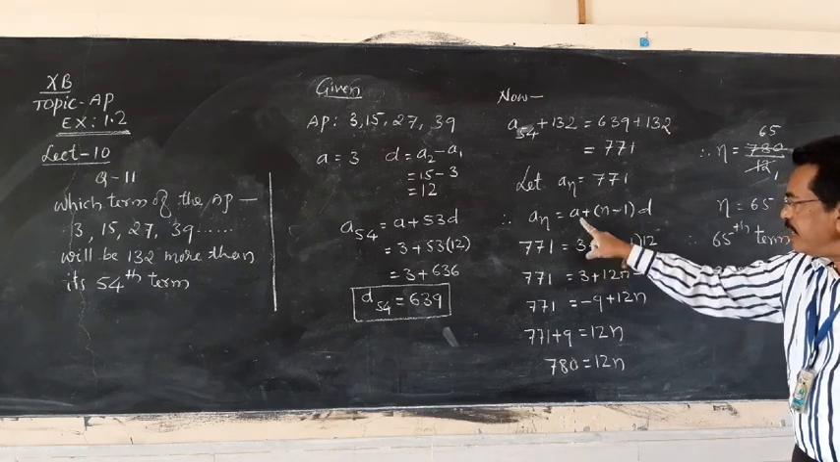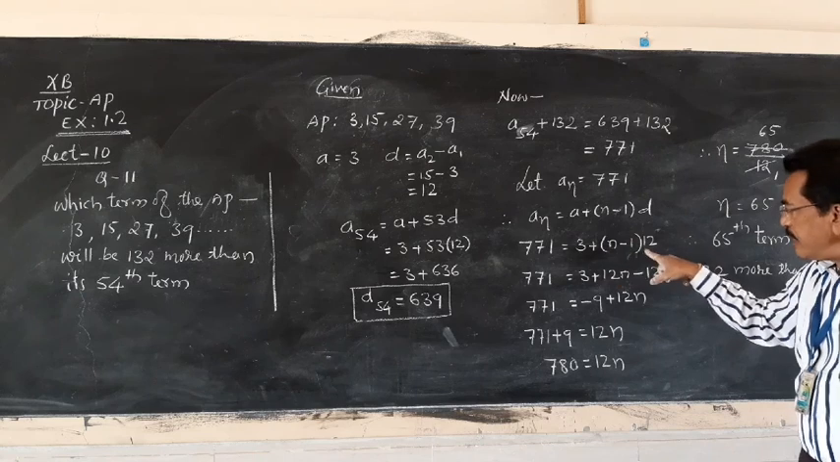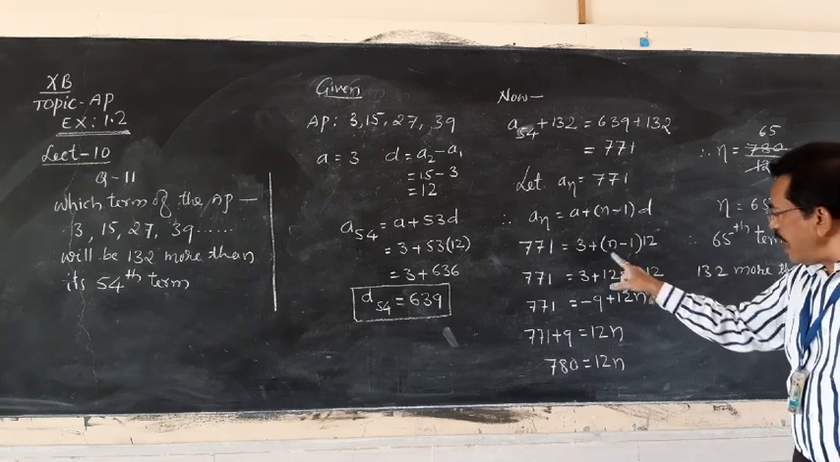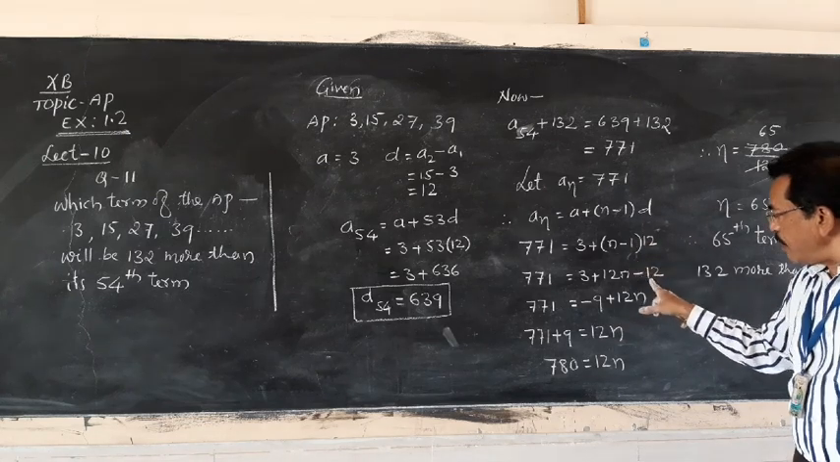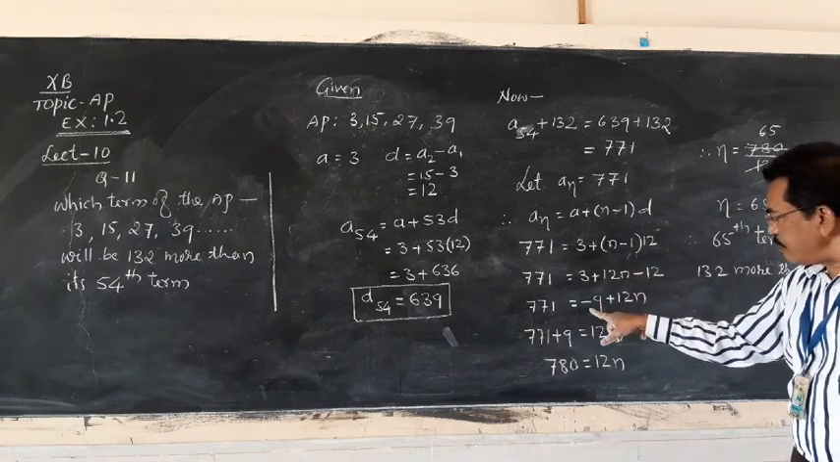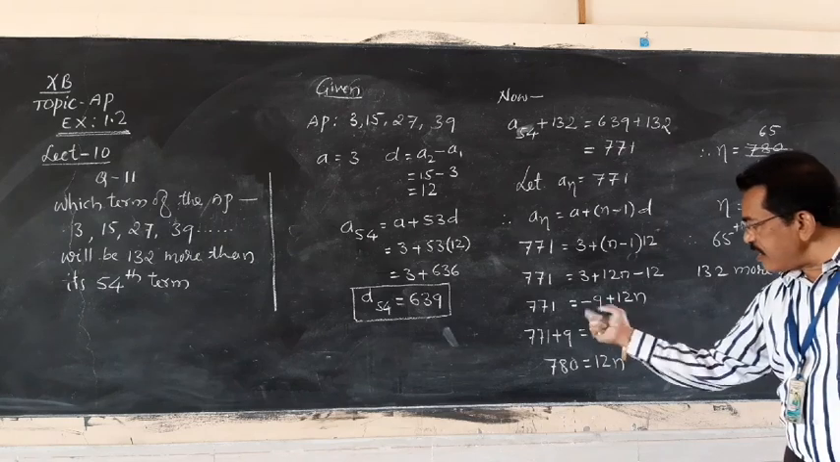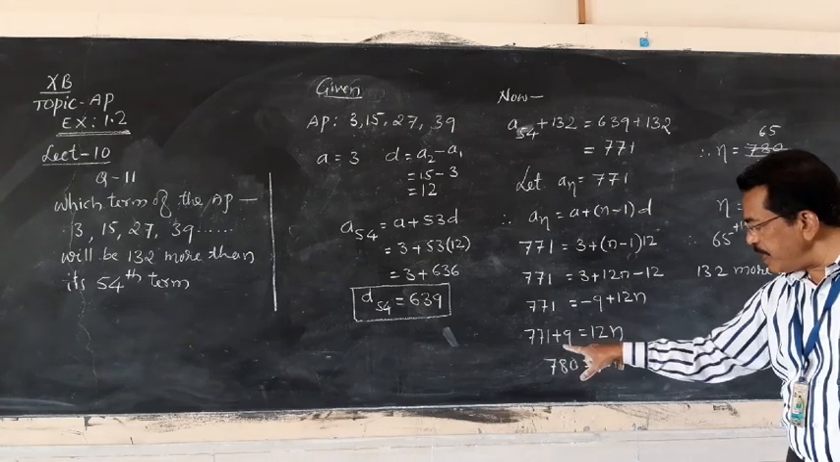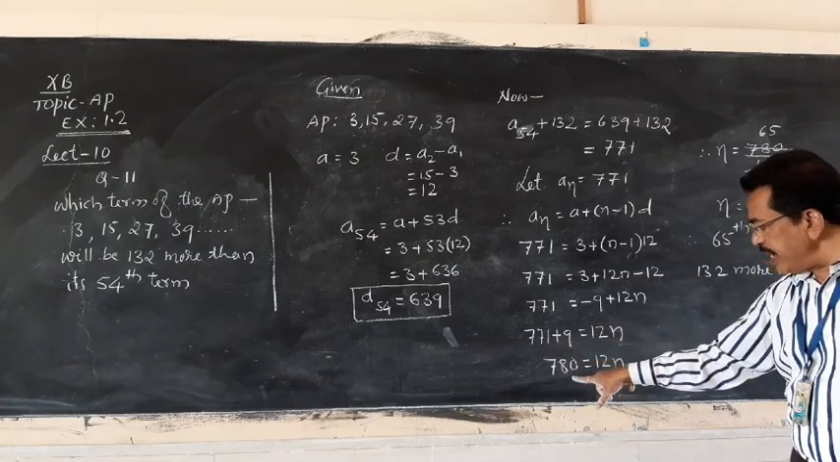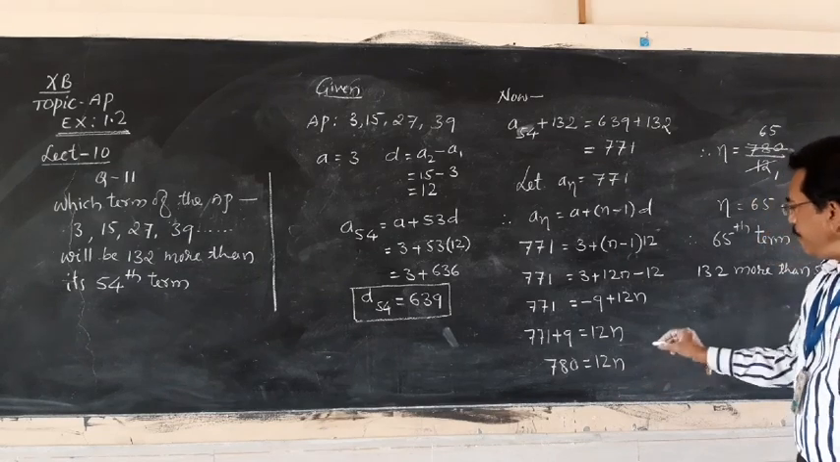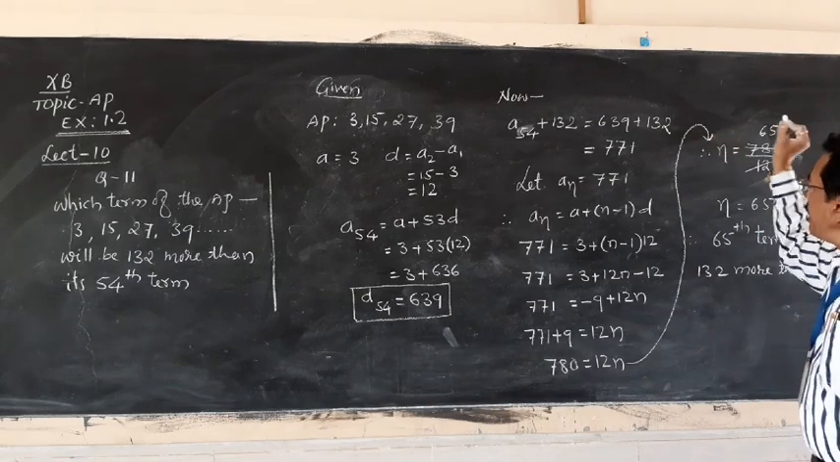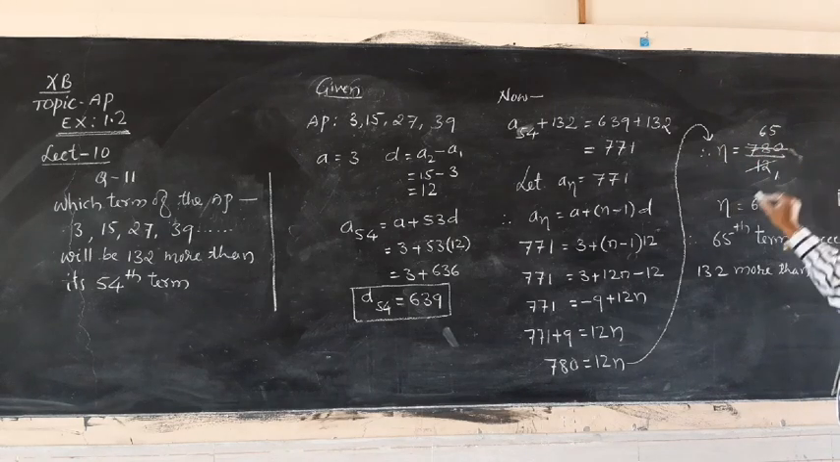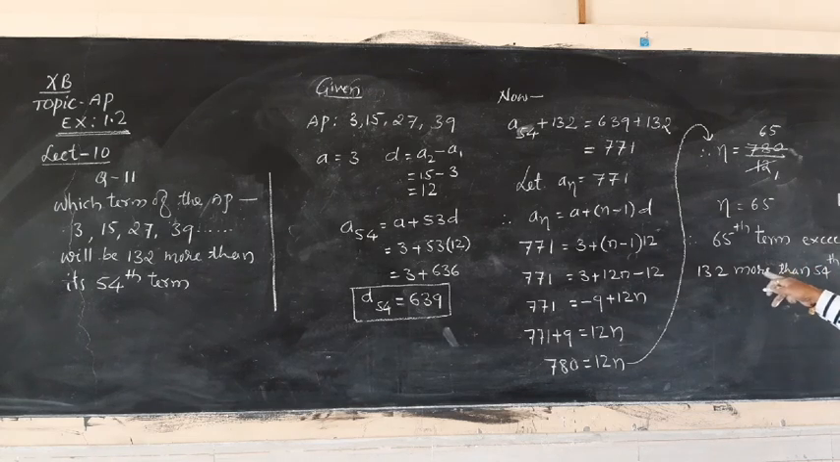Then by using the formula An equals A plus n minus 1 into D, we substitute An as 771, A as 3, n we need to calculate, that is n minus 1 into 12. 12n minus 12, plus 3 minus 12, that is minus 9, plus 12n. When 9 is transposed to this side, that becomes plus. 771 plus 9 equals 12n. That becomes 780 equals 12n. Then n equals 65. The 65th term is 132 more than the 54th term.